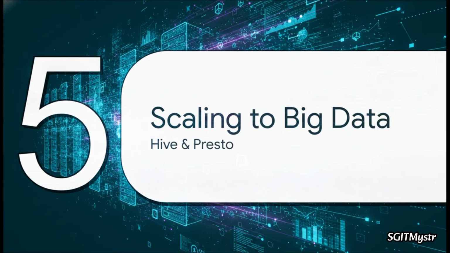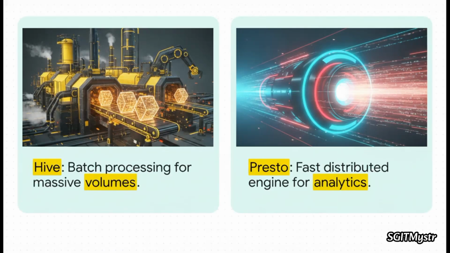Section 5. Scaling up to big data. Now, what happens when we zoom all the way out from a single server? When your data is measured in hundreds of terabytes or even petabytes, standard SQL engines just can't keep up. This is where the global grid comes in, querying data stored in distributed file systems like S3.